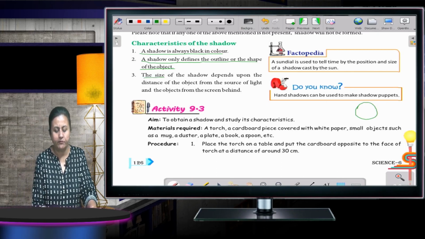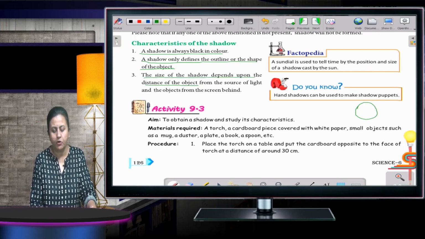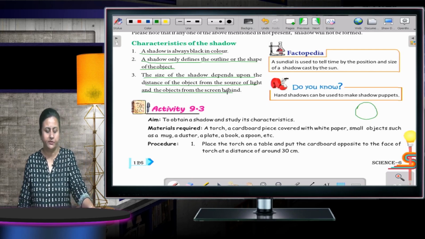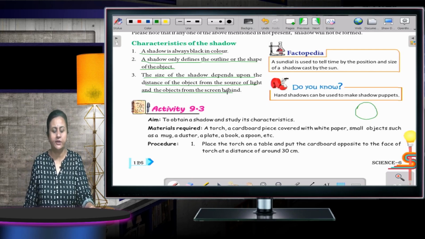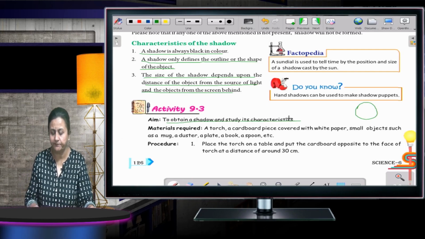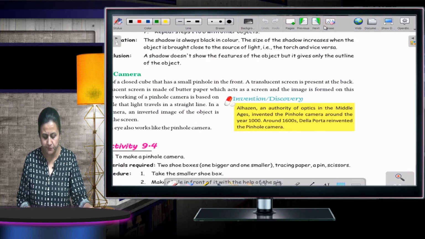Okay. The size of the shadow depends upon the distance of the object from the source of light and the object from the screen behind. There is one more activity you can just go through to obtain a shadow and study its characteristics. Just go through it. Now moving to the next page.